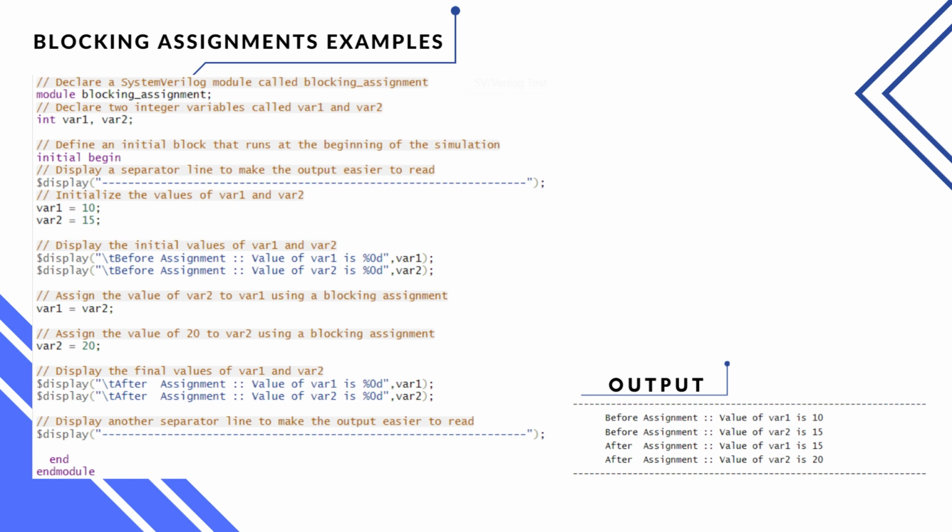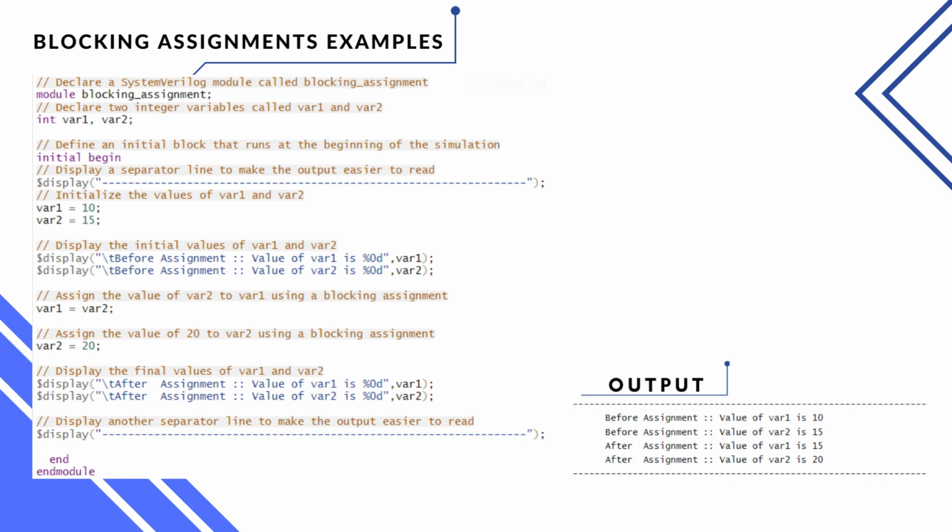Finally, the module displays the final values of var1 and var2 using the $display function. Another separator line is displayed to make the output easier to read. Now let's take a look at the output of this module. Before the assignments, the value of var1 is 10 and the value of var2 is 15. After the assignments, the value of var1 is 15 and the value of var2 is 20.